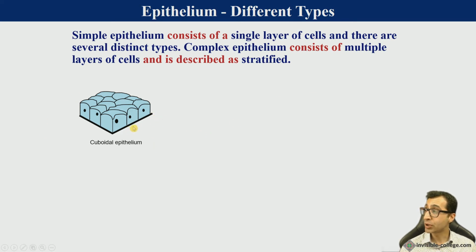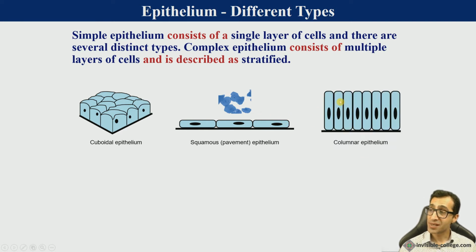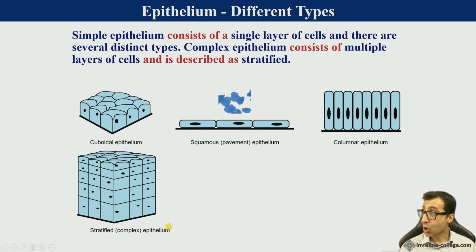So here we can see simple cuboidal epithelium. This is a diagram showing squamous or pavement epithelium, where we still have a simple single layer of cells resting on a basement membrane, but these are thinner and flatter and are arranged in that kind of crazy paving manner that you saw in that previous photograph of that pavement in that previous slide. This is columnar epithelium, and it's called columnar epithelium for obvious reasons. Here we can see stratified or complex epithelium, and this is the kind of epithelium that you find, for example, in the surface of the skin.